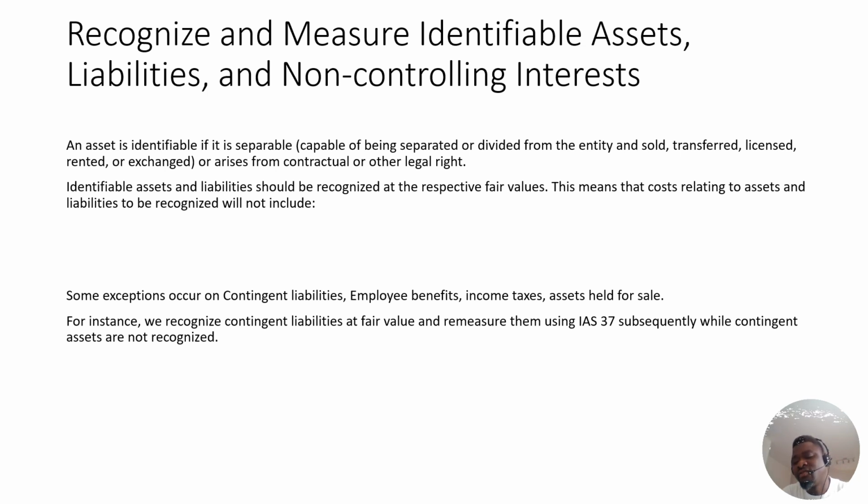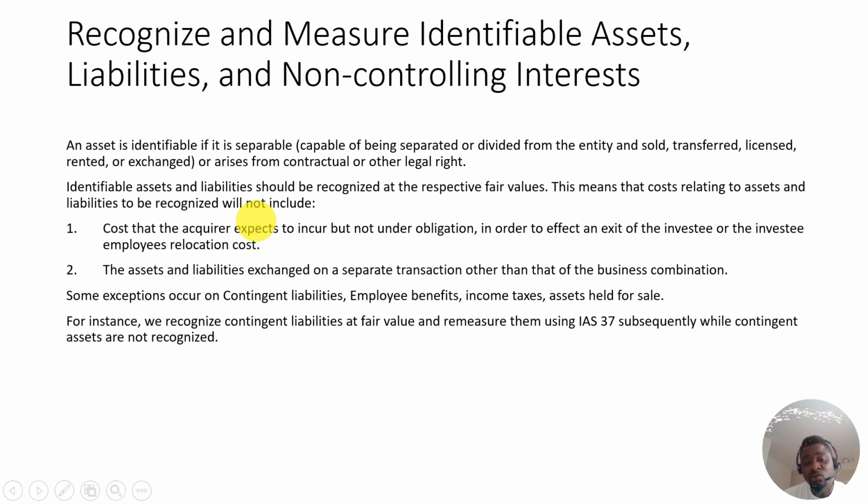You need to be able to identify them, because at some point you need to do a fair valuation. For instance, for property, plant, and equipment, you need to do a fair valuation of it, and the excess is also considered in the business combination under consolidated financial statements, IFRS 10. So we need to be able to identify those assets, and those assets and liabilities should be recognized at their fair values. At fair value, this means that the cost relating to the asset and liability to be recognized will not include the cost the acquirer expects to incur.